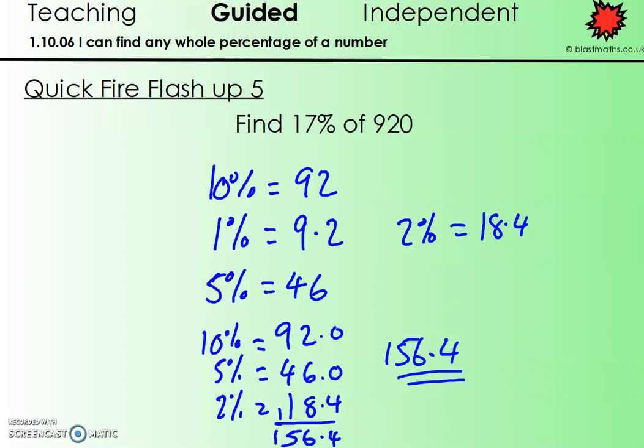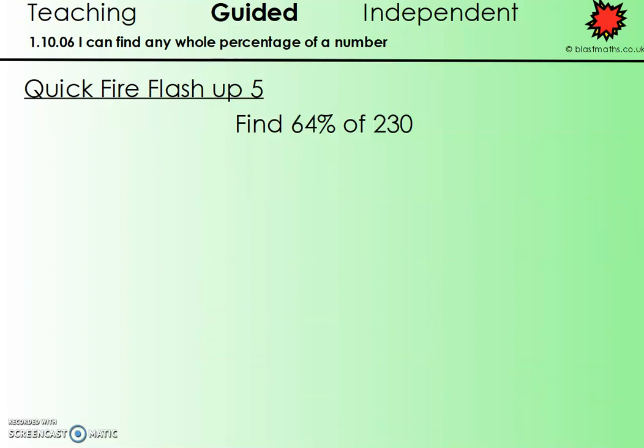Fourth one. Pause the video and give it a go. Right, so I want 64%. So let's start with 10%. 10% is 23. I could work out 60% then, or I could actually just work out 50% and add it on. So 50%, half of that is 115.